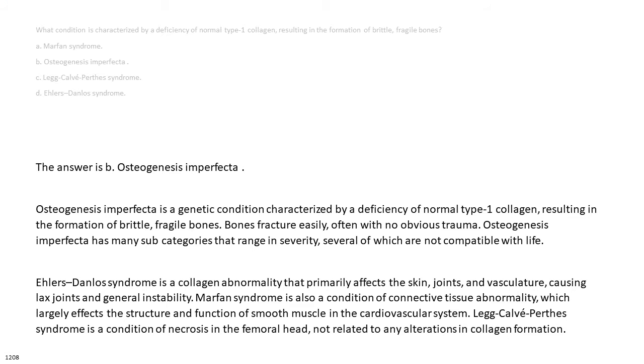Osteogenesis imperfecta is a genetic condition characterized by a deficiency of normal type 1 collagen, resulting in the formation of brittle, fragile bones. Bones fracture easily, often with no obvious trauma. Osteogenesis imperfecta has many subcategories that range in severity, several of which are not compatible with life.